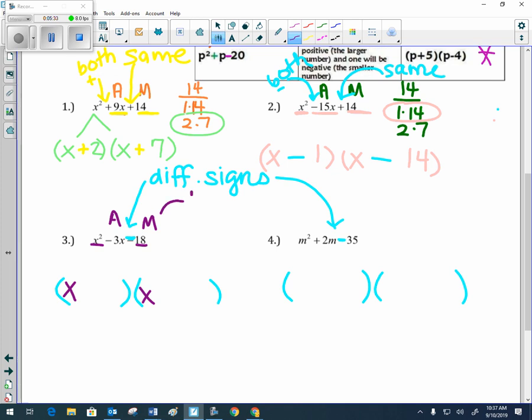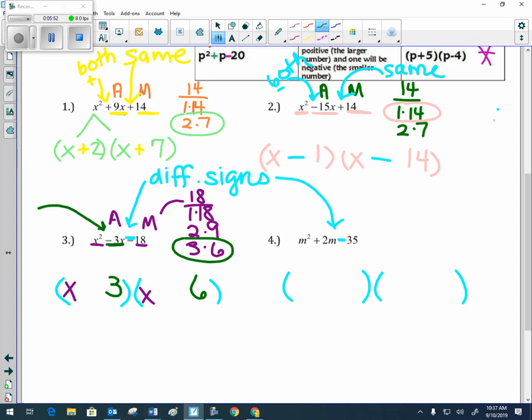So I want numbers that multiply to 18. My list is 1 and 18, 2 and 9, 3 and 6. I want the numbers that are going to add or subtract to give me this 3. These are going to be the numbers that I pick. So I know I'm using a 3 and a 6.